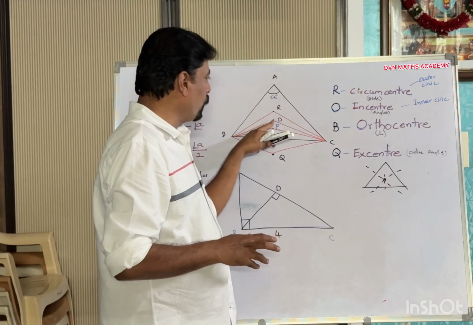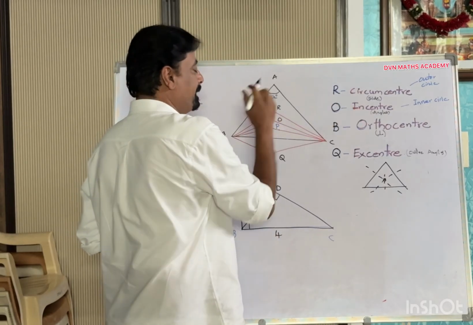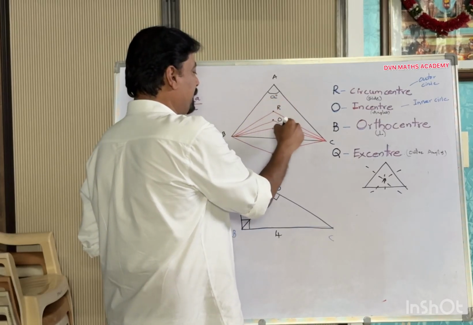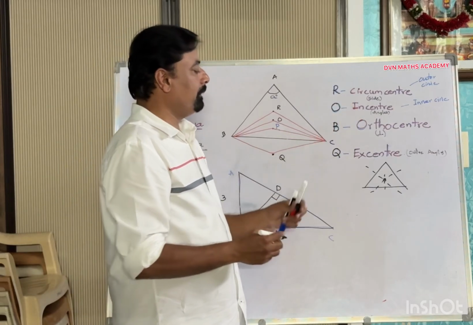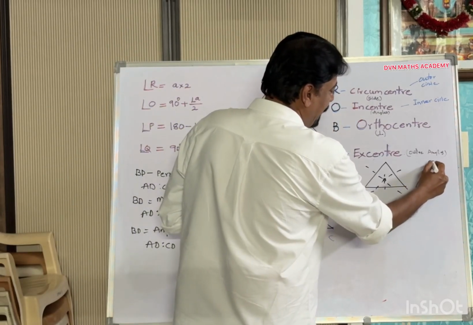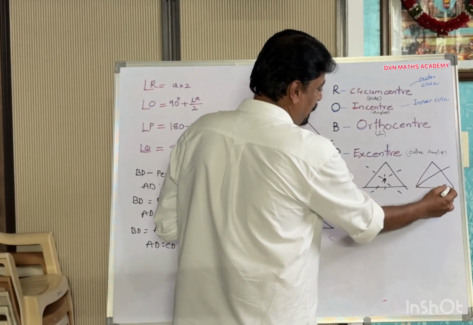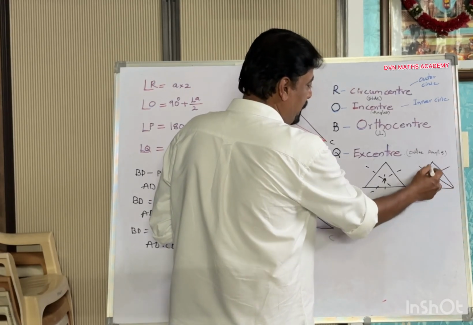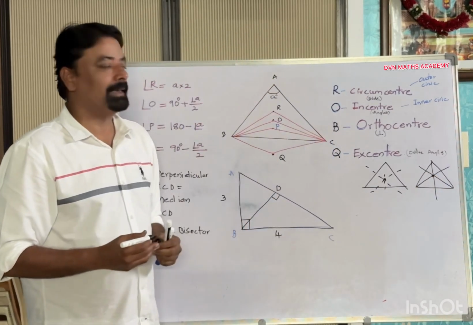And the O, here O is called the incenter. If you want to draw the incircle to the triangle, we require the incenter. Incenter we get by making angle bisectors. For example, this is the angle bisector of this angle, and this is the other angle bisector, and this is the third angle bisector. They will meet. That is called an incenter.